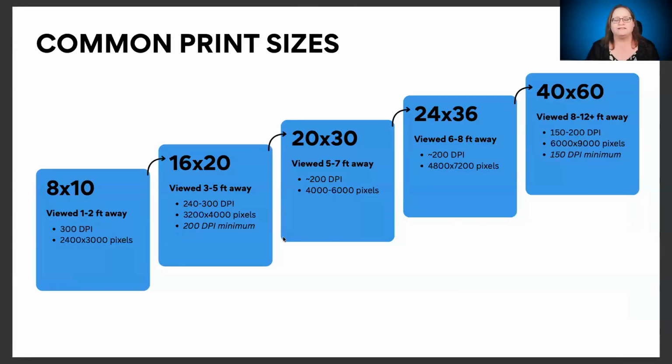So here are some common print sizes that you might want to think about as you're putting together your prints. An 8 by 10 is relatively small, typically viewed from 1 to 2 feet away. 300 DPI is ideal, and you're going to need approximately 2400 by 3000 pixels.